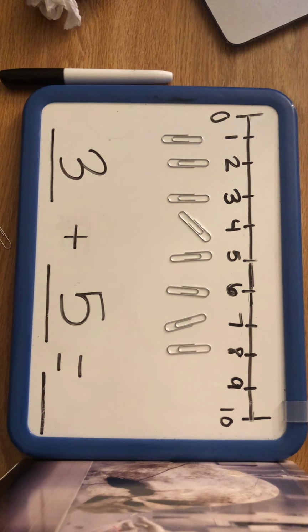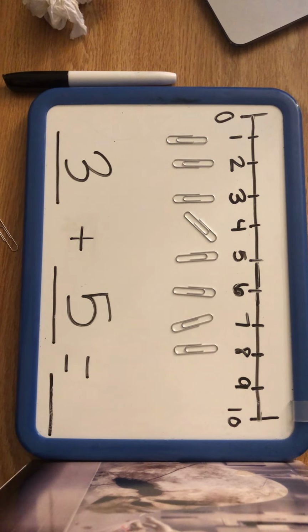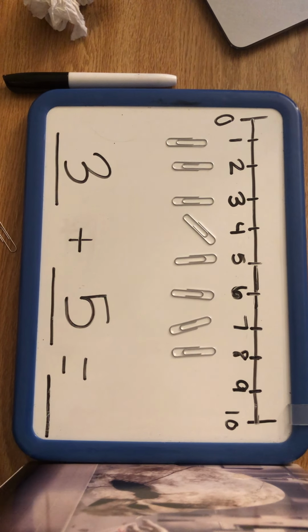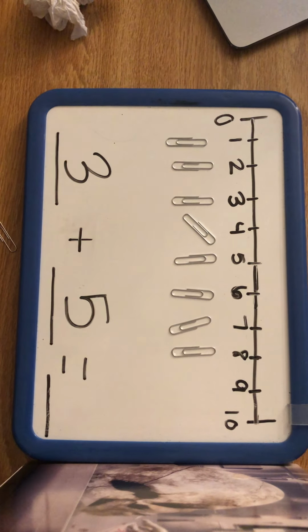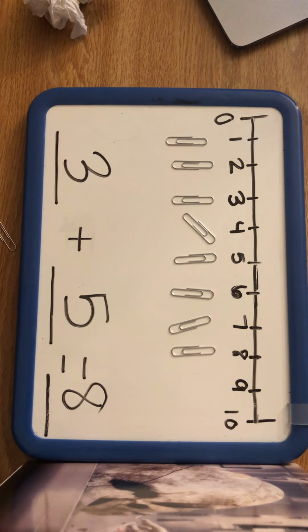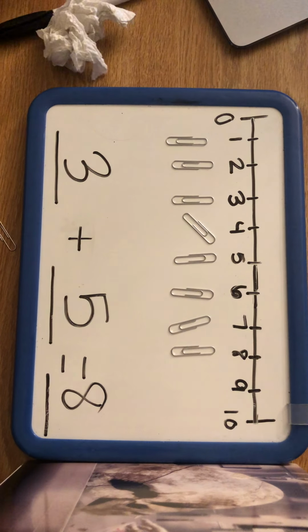Awesome job counting with me and counting on from the first group to the second group. When we put both groups together, how many paper clips do we have? 8. That's right. Let's write the number 8 on the line below. That means that 3 plus 5 equals 8.